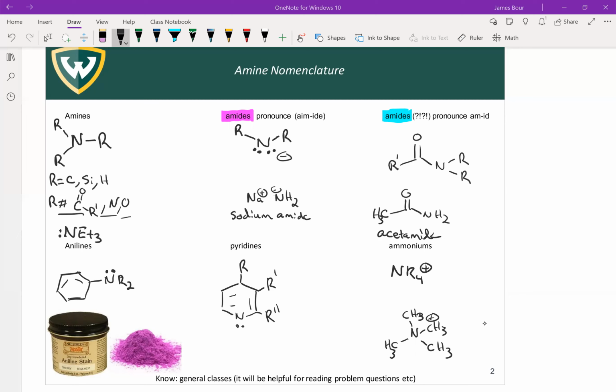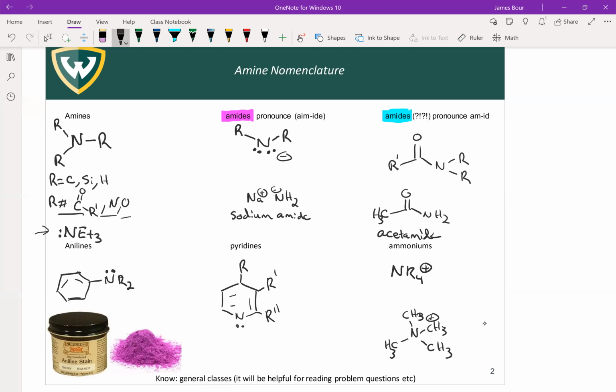An example of just a generic amine is something like triethylamine here, shown at the bottom. This is a generic amine used as a relatively non-nucleophilic base. Another subclass of amines are called amides. You may see these two highlighted examples in the top middle and top right. This is tremendously confusing, the differences in how you say them.